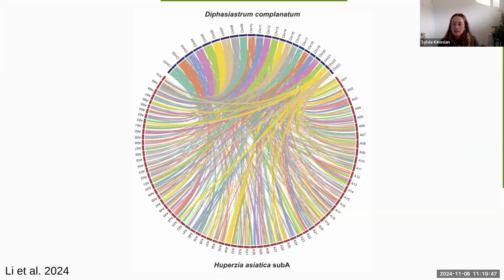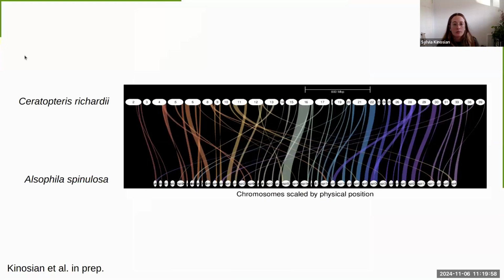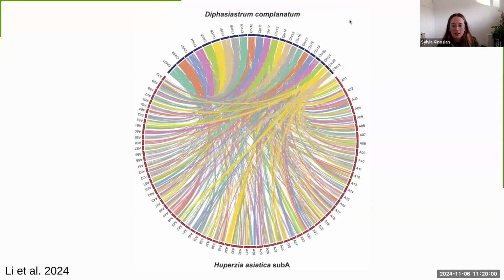So this is genes that are in the same order between two different genomes. And so this is two homosporous lycophyte genomes, so Diphasiastrum and Huperzia. And this paper came out this year, and it beautifully shows that the gene order between these two species is remarkably conserved, given that they have about 350 million years of evolutionary time between them.